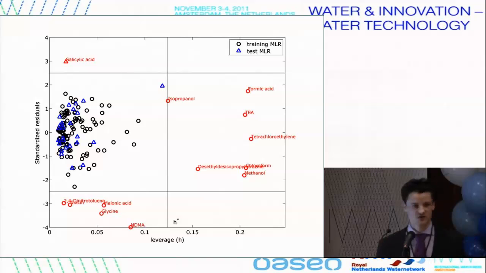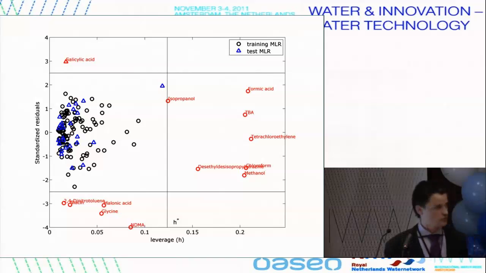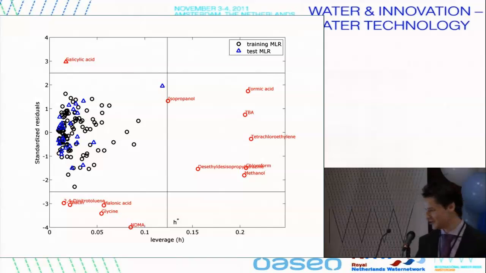So if you have a new compound, it should not have too high a leverage, because it should not influence the model too much. And it should, of course, not have too much residual, but sometimes you don't know that because you want to predict that part. But this is more or less the space for which this QSAR is valid. So, with all these difficult statistical data, I will leave it at that.